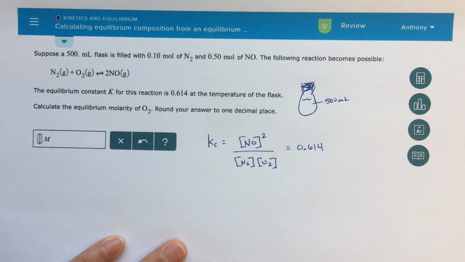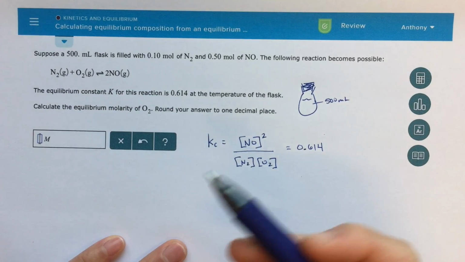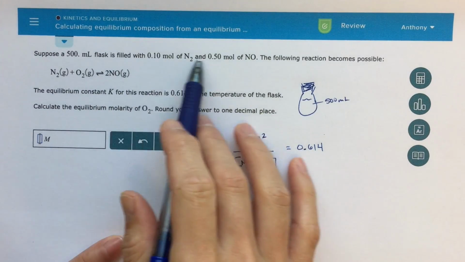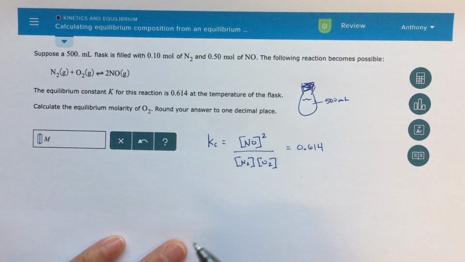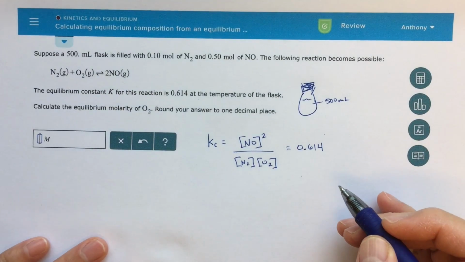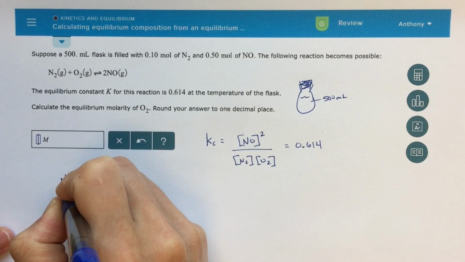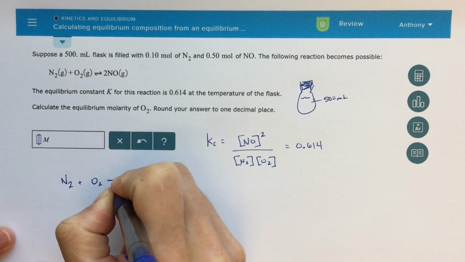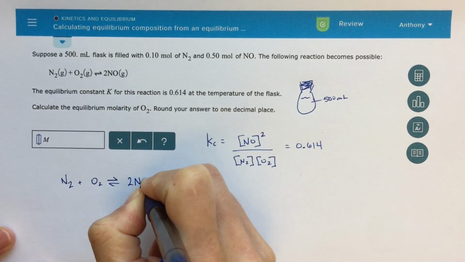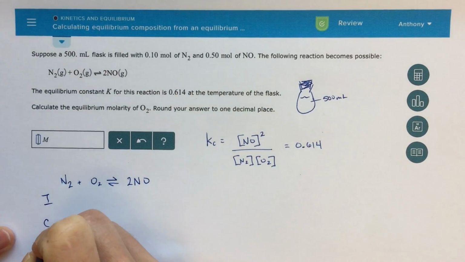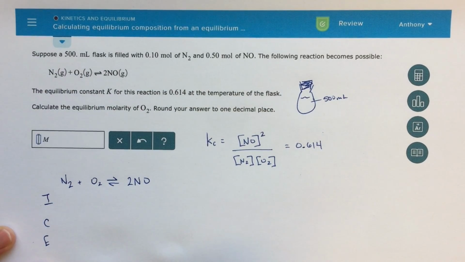Okay. The next thing that I'm going to want to do is figure out where I'm at. So figure out with these starting initial concentrations what that's going to do to the reaction. So I might write out, let's do it over here, N2 plus O2 is in equilibrium with 2NO. And we're going to use our ICE table. So we know that we need to use an ICE table since it's equilibrium.